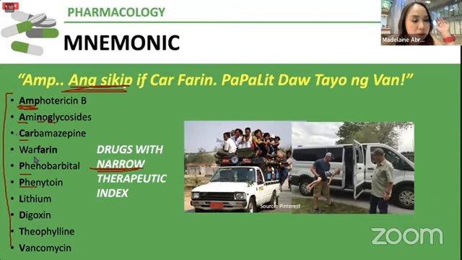Ano pa? So warfarin is an anticoagulant, your lithium, drug for bipolar, digoxin is a cardiac glycoside for your heart failure, and then your theophylline is a PDE inhibitor for your asthma, COPD, so it's a bronchodilator. And then your vancomycin again is an antibiotic, as with your aminoglycoside. So tandaan, may dalawang antibiotic na may narrow therapeutic index. So again, remember this mnemonic.